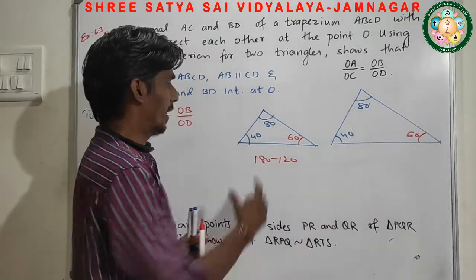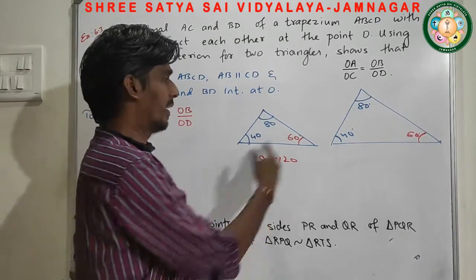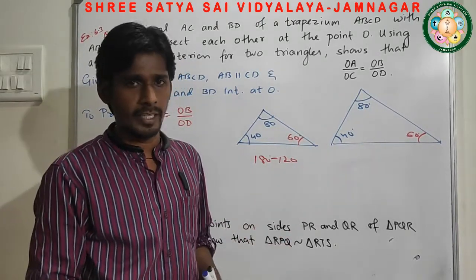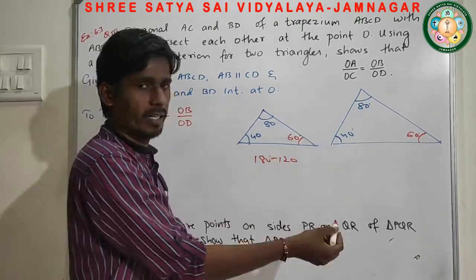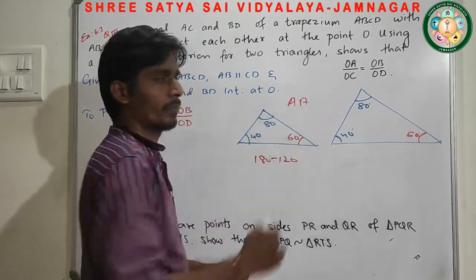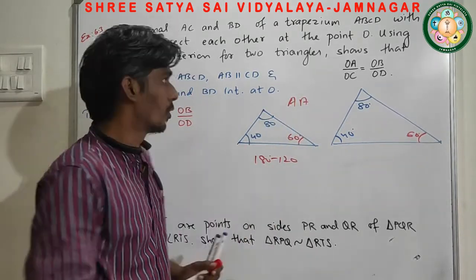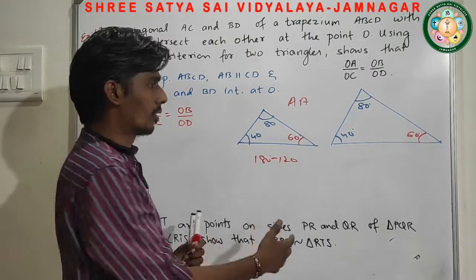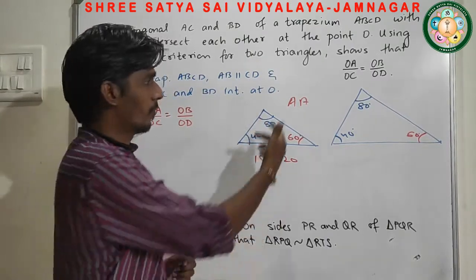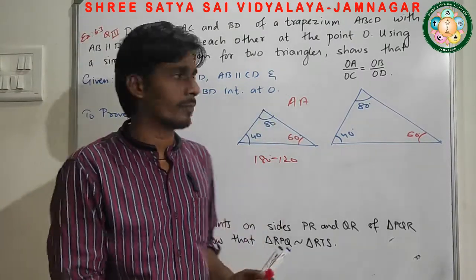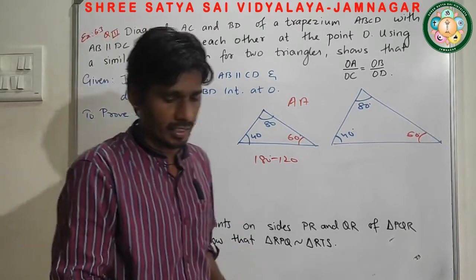So what does it mean? If two angles are equal, then definitely the third angle is also equal. So if we know only two angles, we are going to use angle criteria. So for this third and fifth, in both the proofs, we're going to use angle criteria. Why we're going to use it? Let's discuss that part.